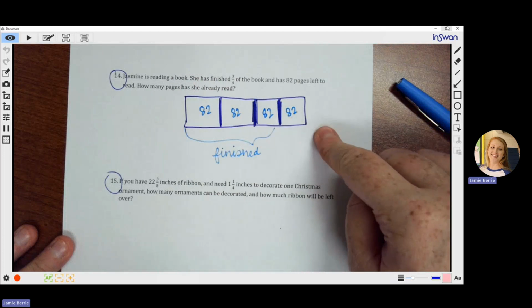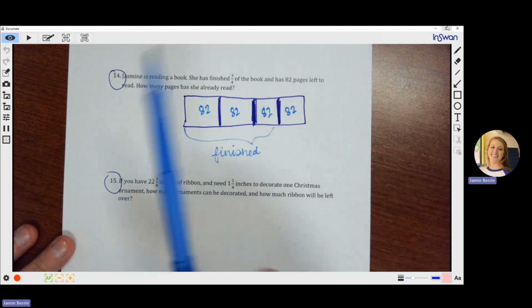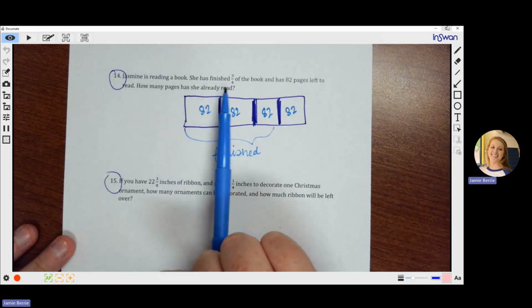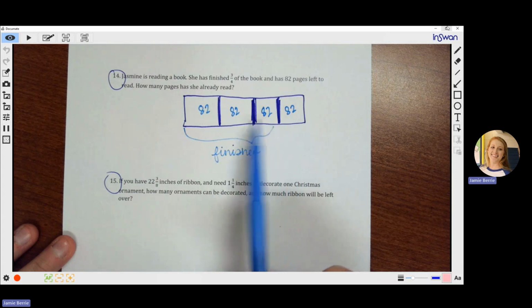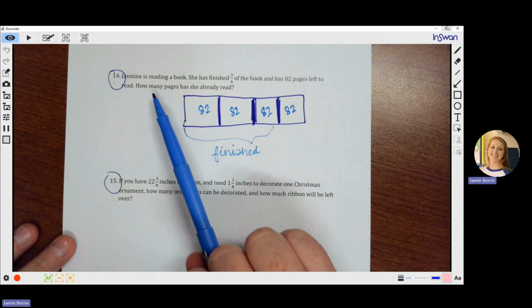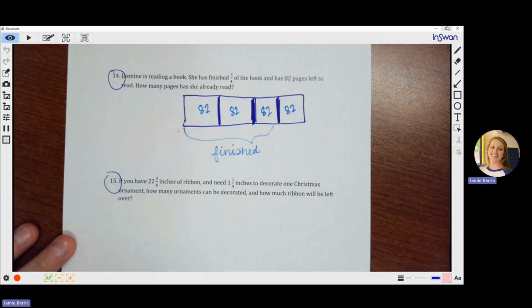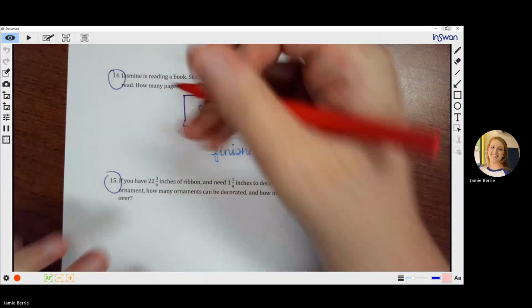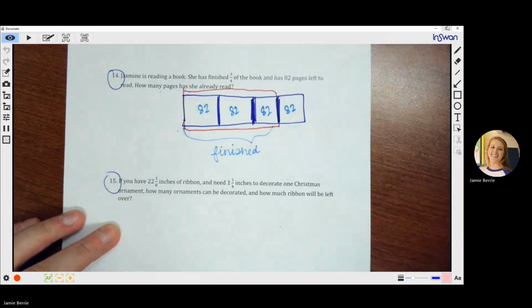All right, so now I'm just going to answer the correct question here. It says, how many pages has she already read? All right, it would be so easy here to just add them all up to get the total number of pages in the book. But they're actually wanting to know how many pages has she already read. So that's going to be these pages here.